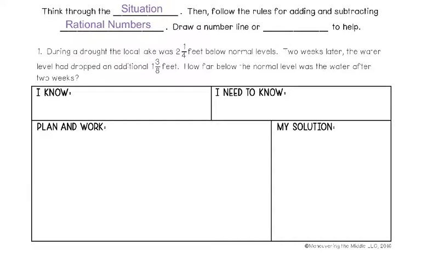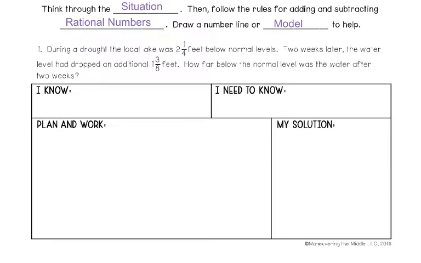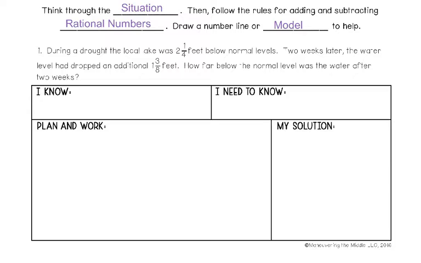So instead of just being numbers in a problem, we're now going to look at some real life scenarios you might be faced with. Then the last thing, we'll draw a number line or a model to help. It's always important to model your problems, especially word problems, with pictures or number lines. It just helps us to understand what our problem is asking better. So we'll go ahead and look at the first question.